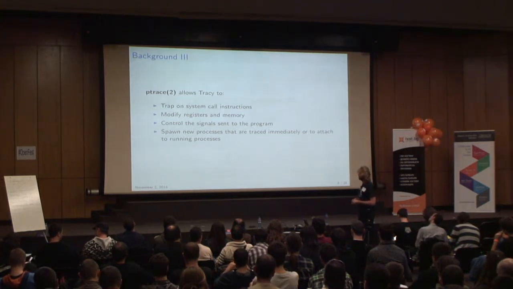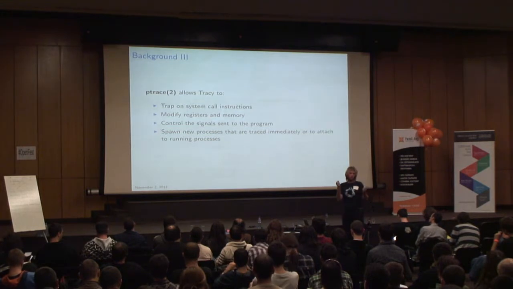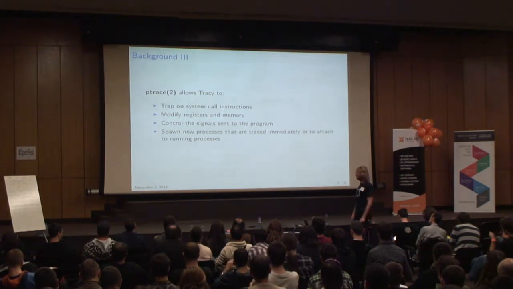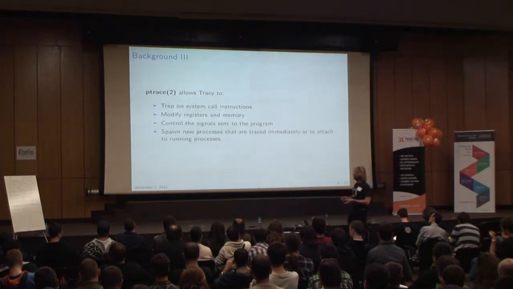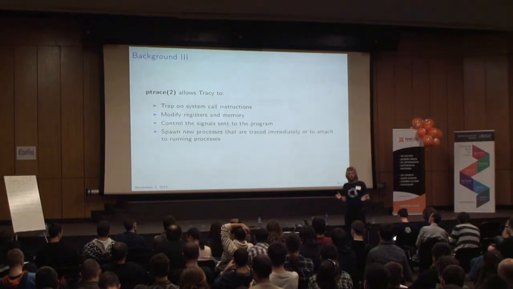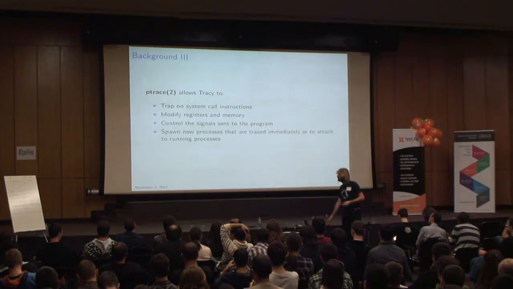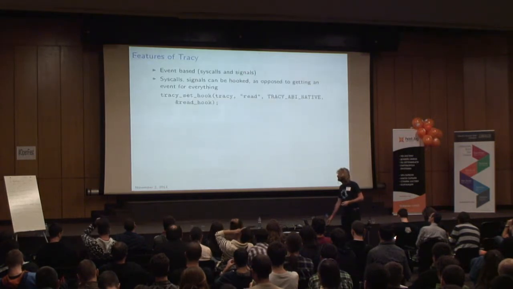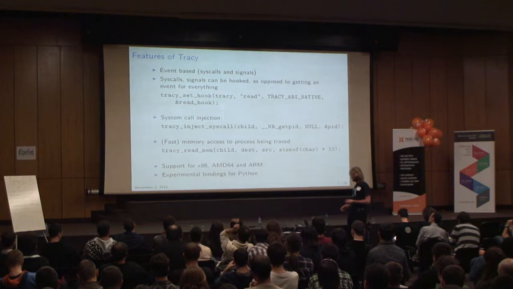We can also control the signal sent to the program, we can change signal numbers, which is funny, but I didn't find a good use for it yet. And obviously we can spawn new processes or trace new processes created by the process we're debugging, because that's quite useful. If a program creates a new program, then you also want to debug that one or not, but we can do that. Okay, so I'll just go over the features.